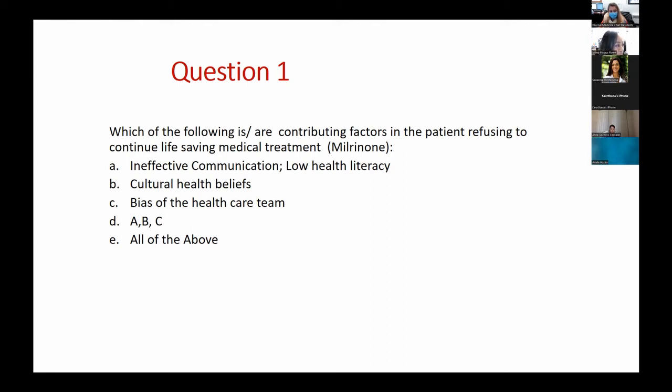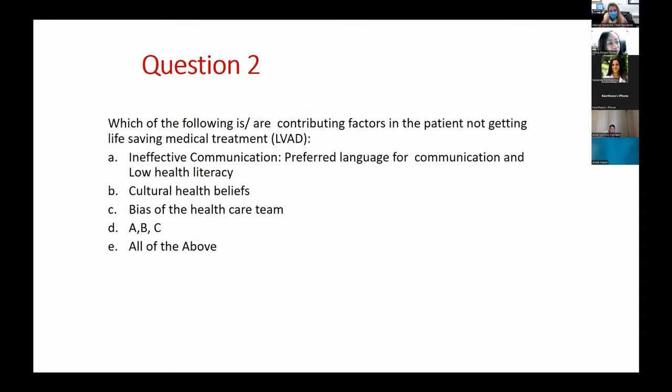I'm going to speed up a little bit because time is going by, but keep that in mind. So question number 2: they told him he's not a candidate for the LVAD. Okay.